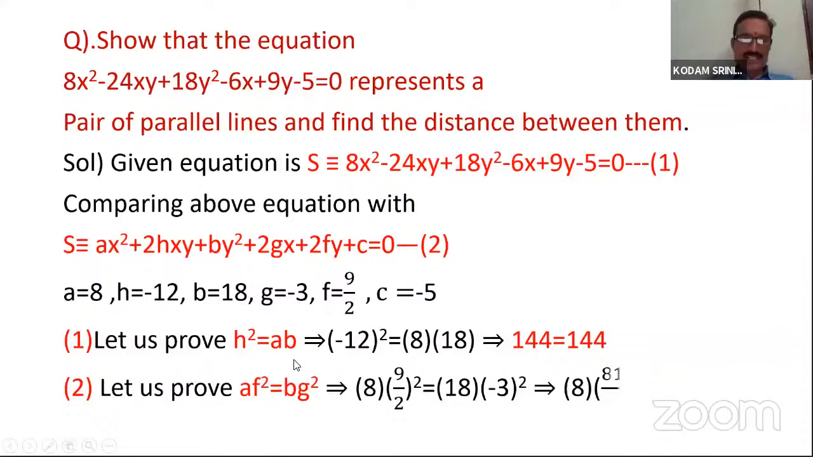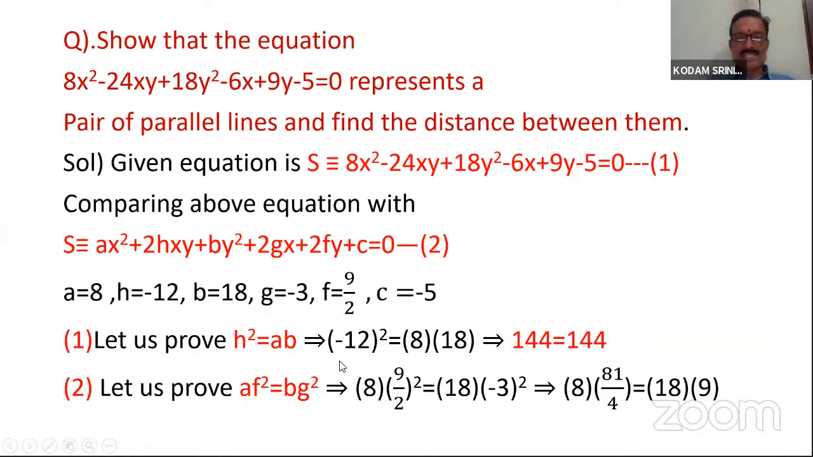Let us check that h square equals ab. Let us substitute all the values. h equals minus 12, so h square is minus 12 whole square, a equals 8, b equals 18. Let us check whether h square equals ab or not. Minus 12 square equals 144, and 18 into 8 is also 144. So we got 144 equal to 144, the same thing, h square equals ab. First one is proved.